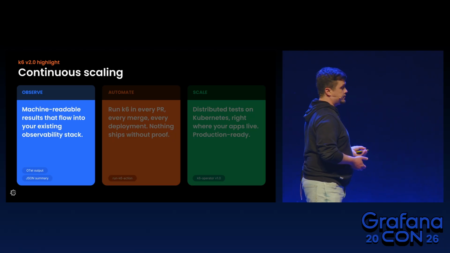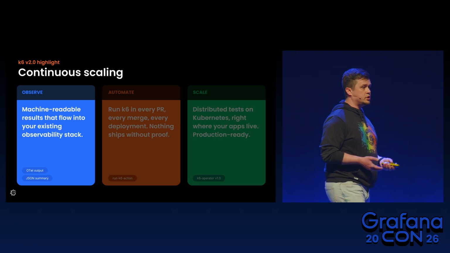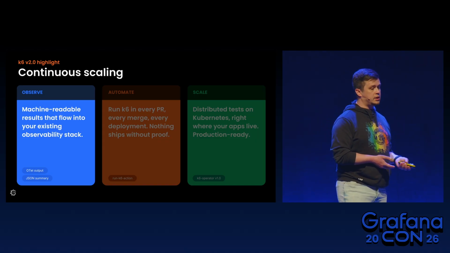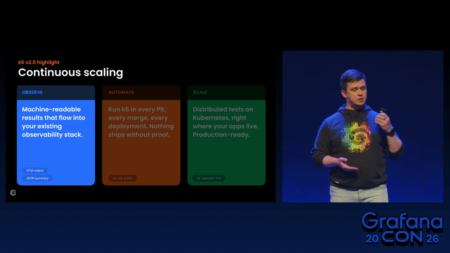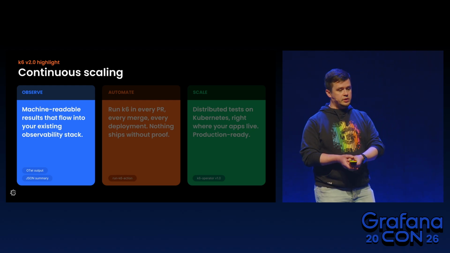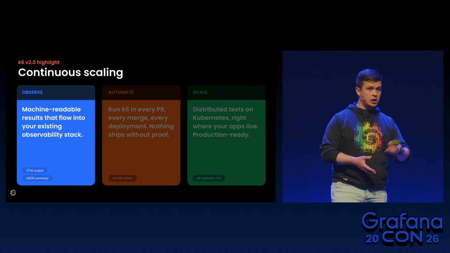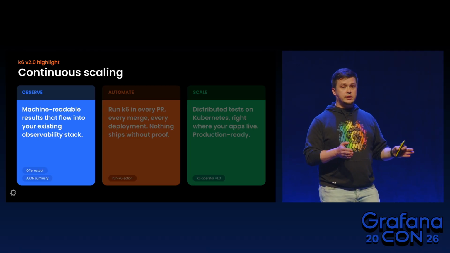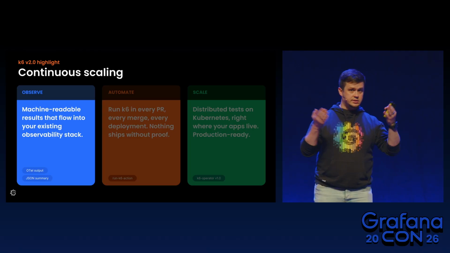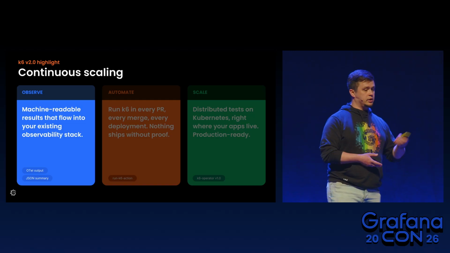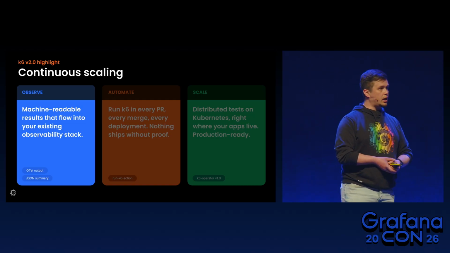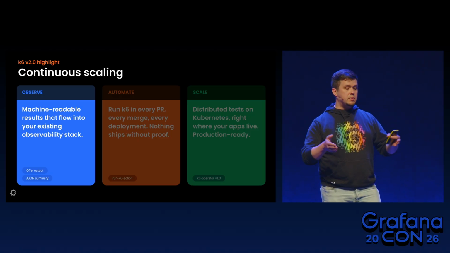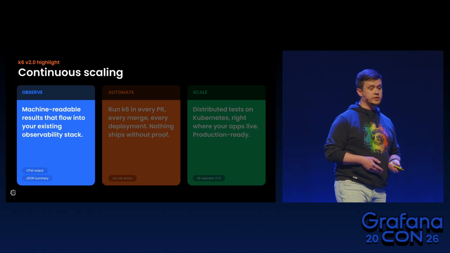We introduced 3 layers. First, you observe. We ship first-class machine-readable outputs with version 2. The OpenTelemetry output allows you to stream into your existing observability stack. If you're already using Grafana, Grafana Cloud, Tempo, Mimir, results will show up right alongside your application telemetry. It's a single pane of glass. And then new structured JSON output allows you to integrate k6 into your custom pipelines, dashboards, or maybe give this output to the AI agent to analyze and reason about this.